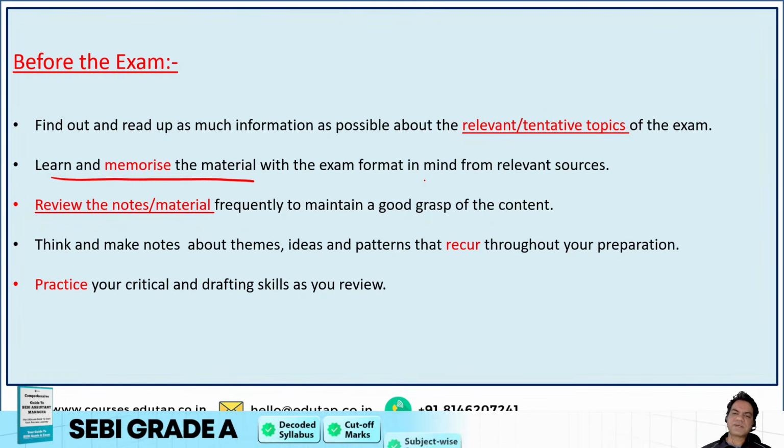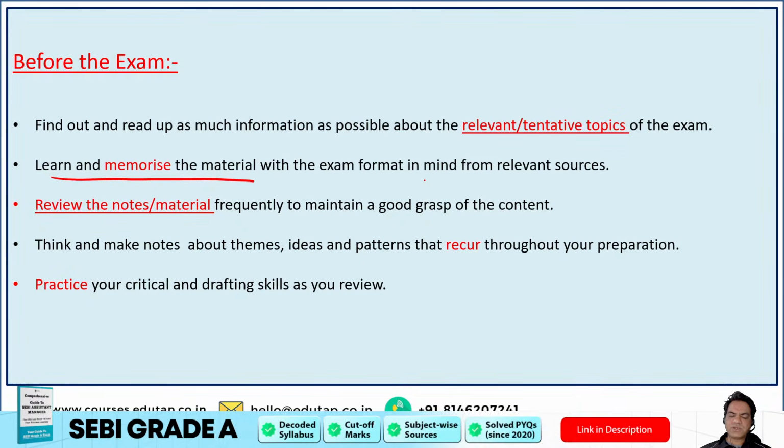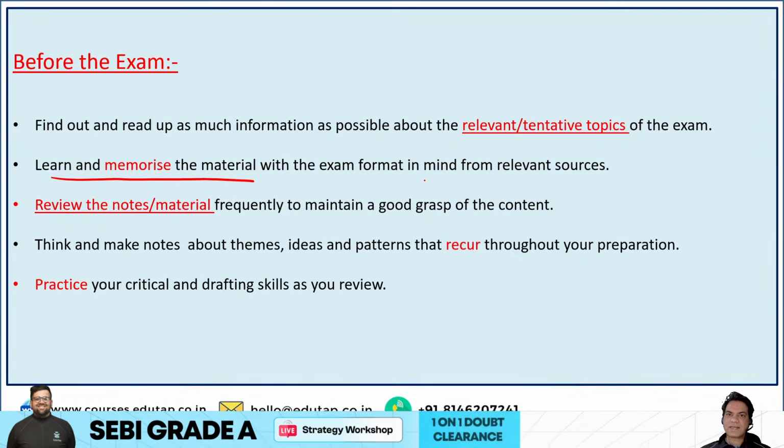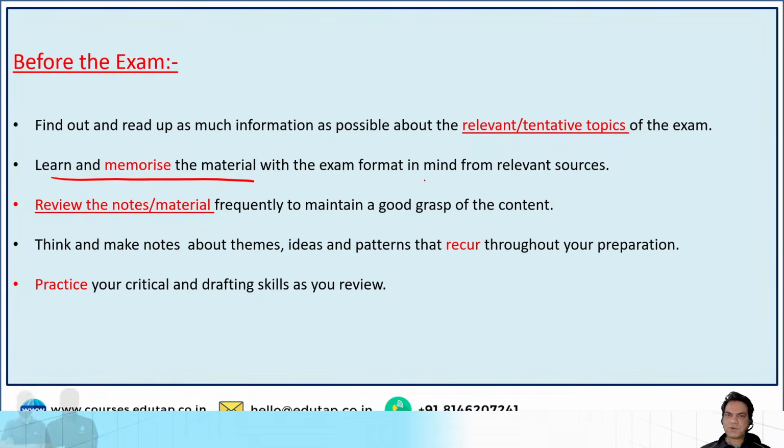So know certain important points, so that you can use those points in any and every essay out there. Then think and make notes about the themes, ideas, and patterns that reoccur throughout your preparation. There would be certain points, guys.